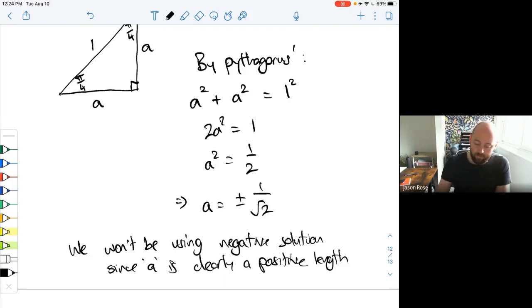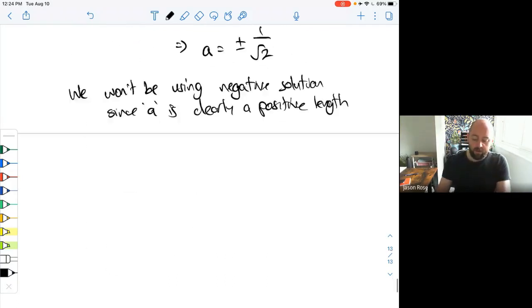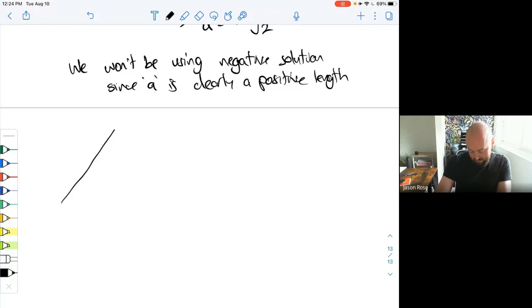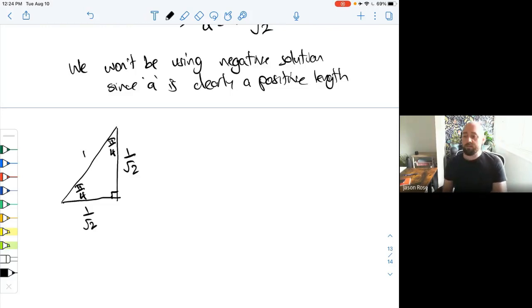So our triangle then looks like this. We have a pi over 4, a pi over 4, and a right angle. We have a 1 over root 2 here because that's a. This is also a, so that's also 1 over root 2. So let's just pick any one of these two here.